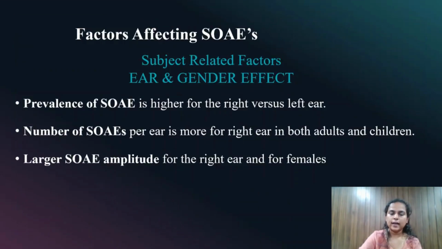The factors affecting SOAEs, under subject-related factors, are ear and gender effect. The prevalence of SOAE is higher for the right ear than the left ear, and the number of SOAEs per ear is more for the left ear in both adults and children. A larger SOAE amplitude is seen in the right ear than the left ear, and in females than in males.